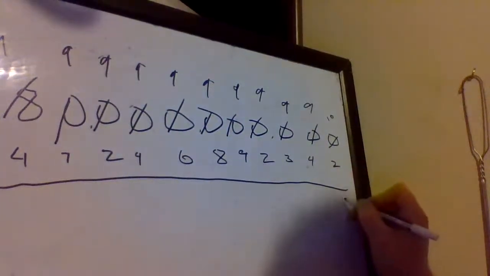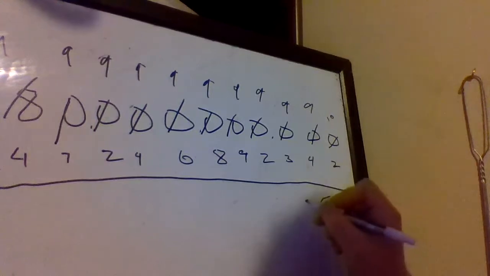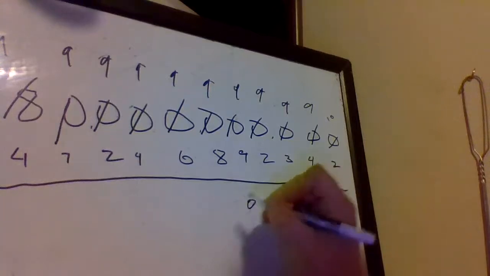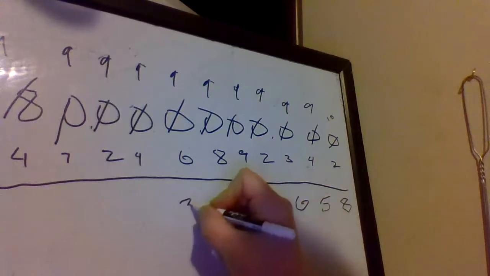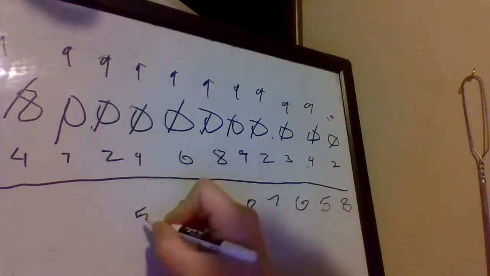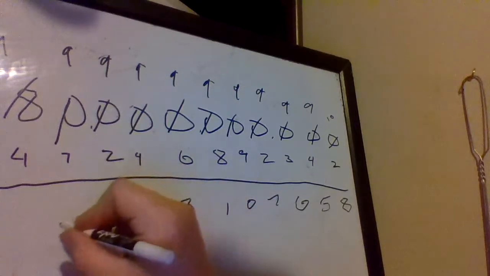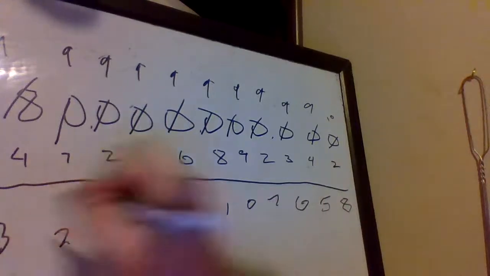10 minus 2 is 8. 9 minus 4 is 5. 9 minus 3 is 6. 9 minus 2 is 7. 9 minus 9 is 0. 9 minus 8 is 1. 9 minus 6 is 3. 9 minus 4 is 5. 9 minus 2 is 7. 9 minus 7 is 2. And 7 minus 4 is 3.